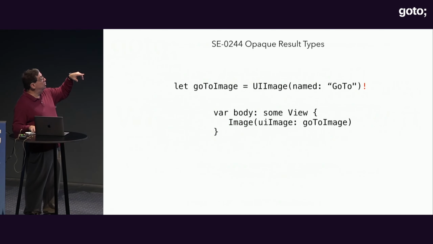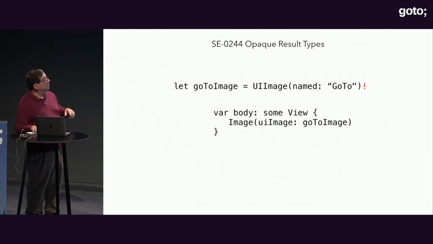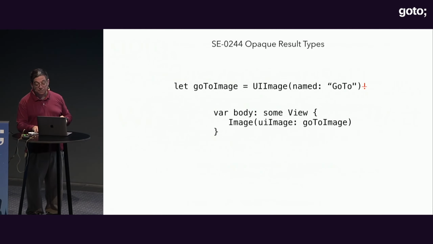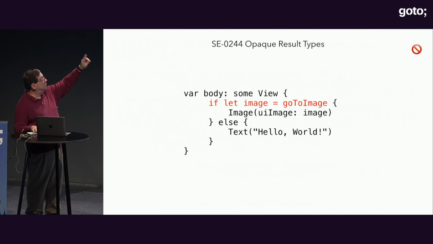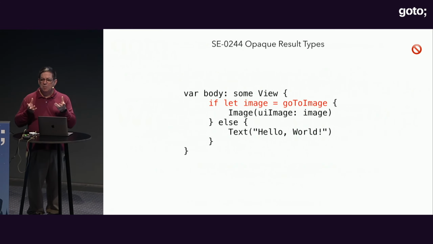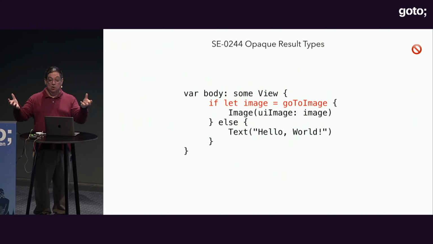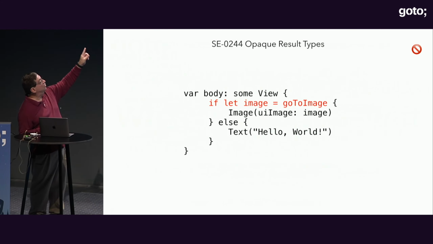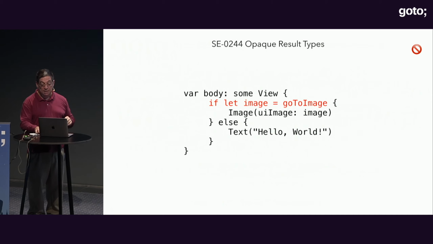So if I have this go-to image and I want to display it, what I can't do is say, if that image exists, display the image, otherwise display the text, because the compiler says, well, what are you giving me back? A text or an image? I need to know at compile time. And because this depends on something that isn't known till runtime, this crashes. And so some view says, I need to be able to determine what you're returning to me. You can't sometimes return an image and sometimes return a text. I just can't handle that.